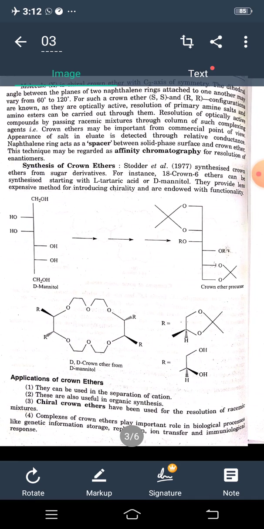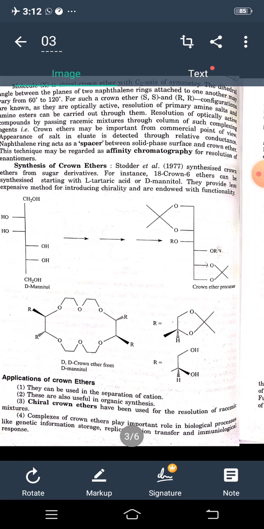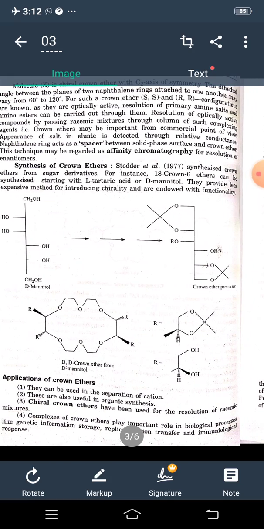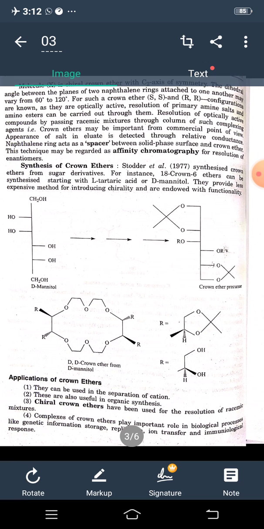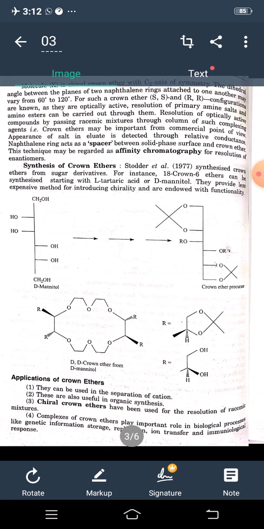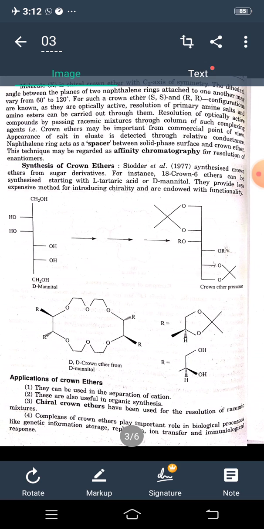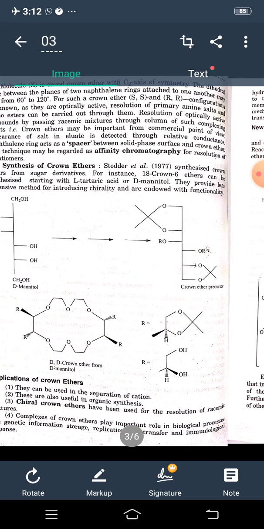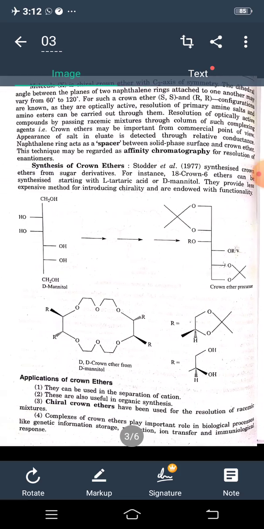Then synthesis of crown ether. Stoddart et al. 1977 synthesized crown ethers from sugar derivative. For instance, 18 crown 6 ether can be synthesized starting with L-tartaric acid or D-mannitol. They provide a less expensive method for introducing chirality and are endowed with functionality as shown in the reaction. Procure D crown ether from D-mannitol like this.